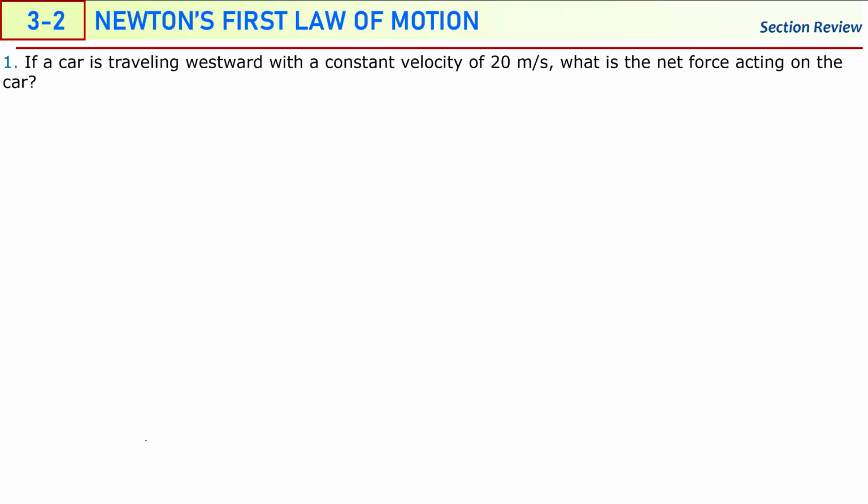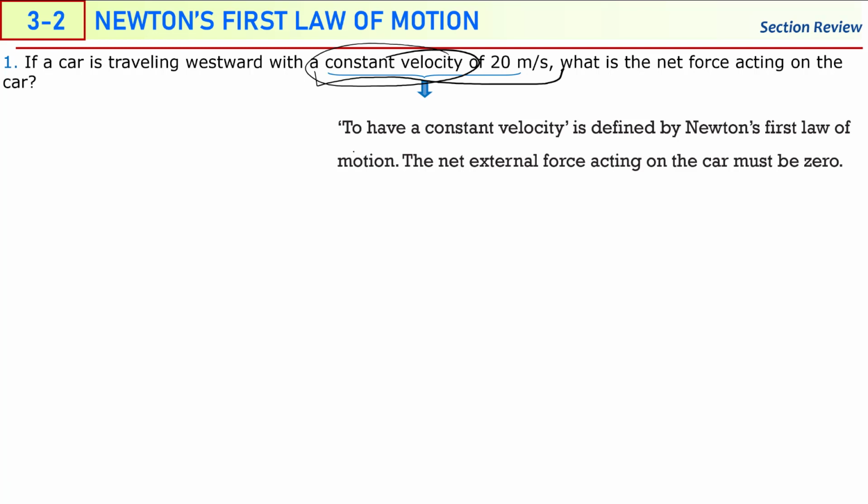And another question: if a car is traveling westward with a constant velocity of 20 meters per second, what is the net force acting on the car? Constant velocity, again, here we don't care whether the constant velocity is 20, 10 or whatever. If an object is moving with constant velocity, that means the acceleration of the object is 0. If acceleration is 0, the net force acting on the object must be equal to 0, which is the first law of motion. So having constant velocity is defined by Newton's first law of motion.